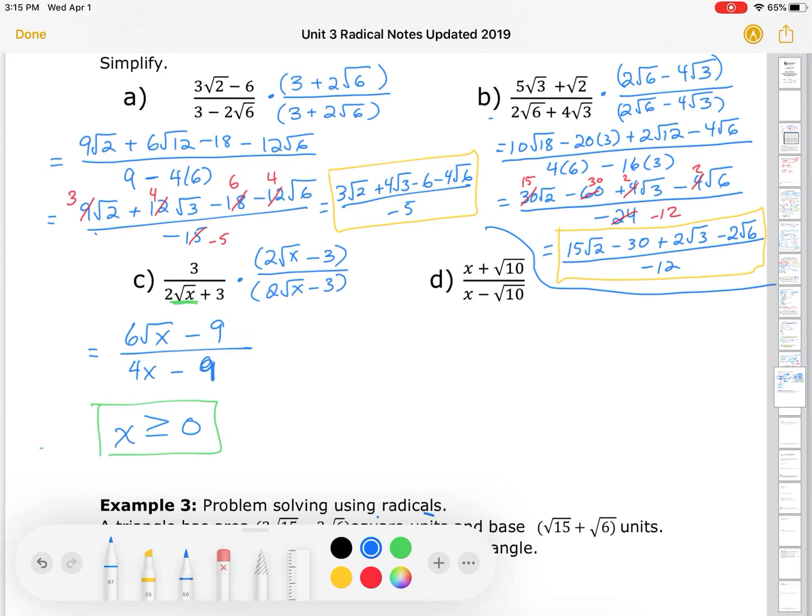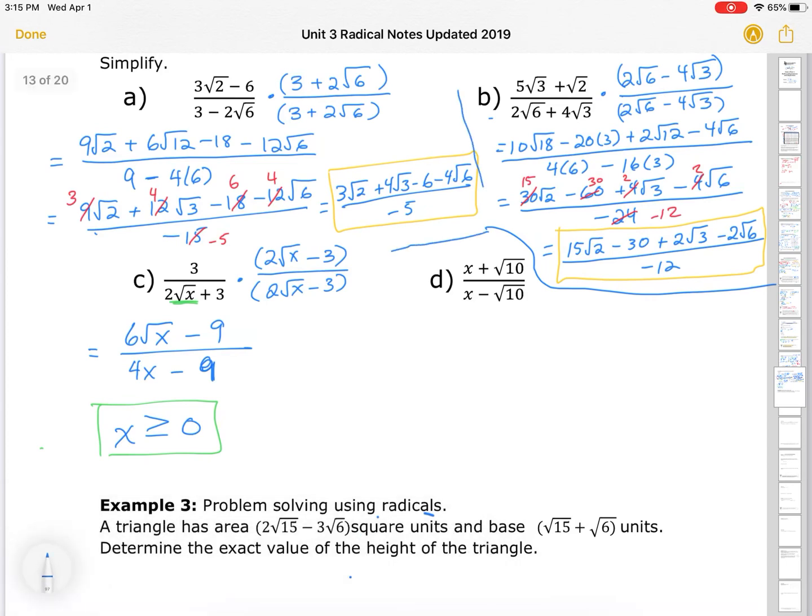Next one. Let's try this. So again, if you want to pause and try this on your own, you can do that and then get back to me. So pause. All right, and we're back.